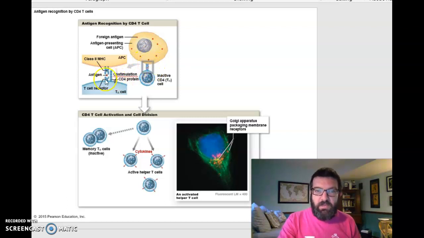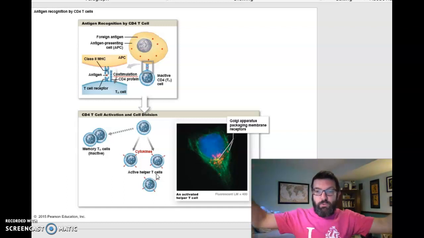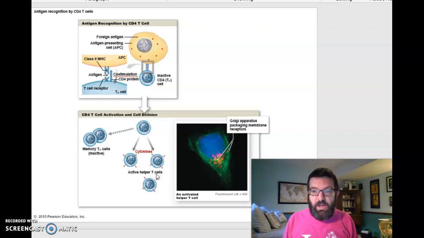And if they're binding to the correct antigen, that will activate this helper T cell and cause it to multiply. And it will also produce some active helper T cells, which will then immediately begin, in addition to multiplying, secreting chemicals, right? That will communicate with the rest of your immune system and organize it and cause a big immune response.